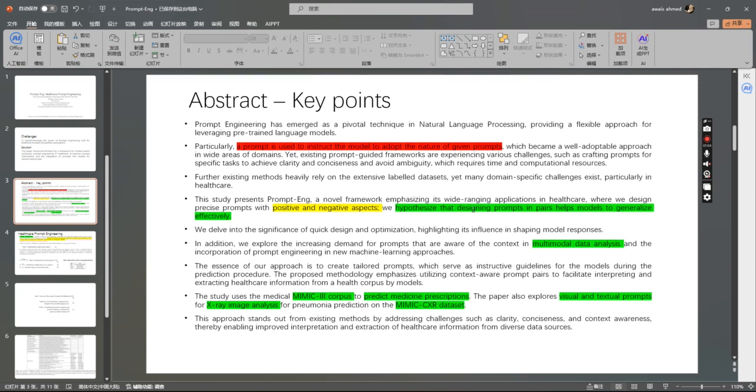In this study, a prompt engineering framework has been introduced, which emphasizes a wider range of applications where we design precise prompts given the positive and negative aspects, where we hypothesize that the prompt pair actually helps the model to generalize effectively. We perform two tasks, medicine prediction and pneumonia classification, for which we use the MIMIC-3 clinical corpus dataset and the MIMIC-CXR dataset.